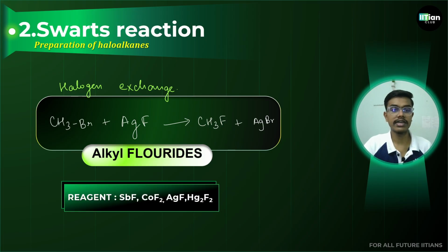Next, you have the Swarts reaction, which is for the preparation of alkyl fluorides. This is also a halogen exchange reaction. You can see, for example, CH3Br. When you react it with AgF, it is converted to CH3F. And other reagents which can be used are SbF3, CoF2, and mercury, Hg2F2. These are the reagents which can be used for this reaction.